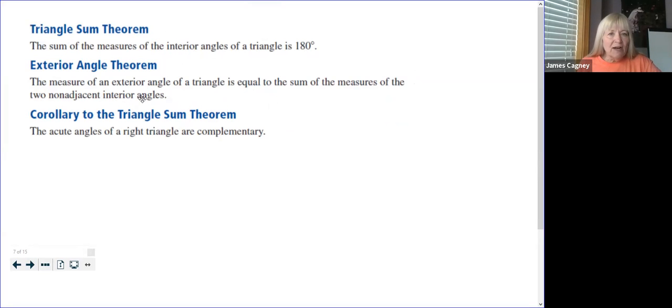The measure of an exterior angle of a triangle is equal to the sum of the measures of the two non-adjacent interior angles, and we haven't used that one yet, so that's new. And a corollary to that: the angles of a right triangle are complementary. So it just means they add up to 90 degrees.